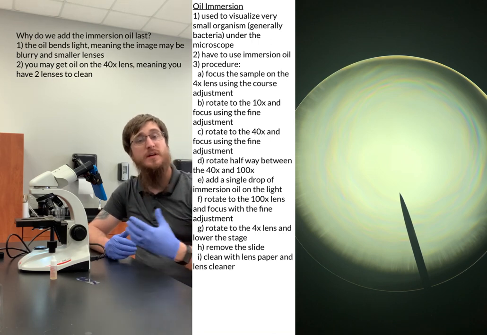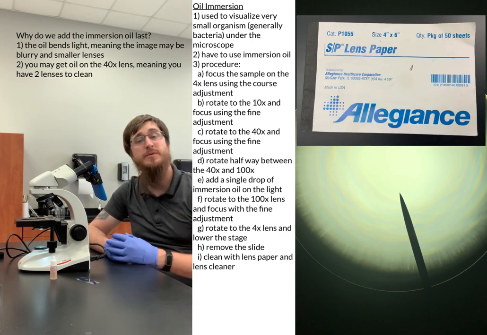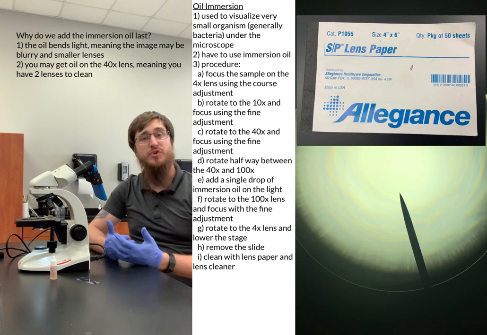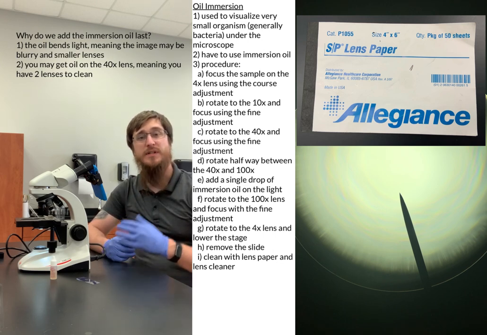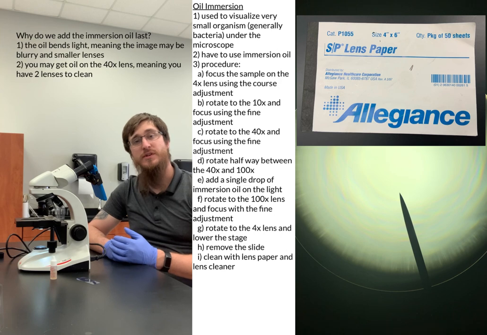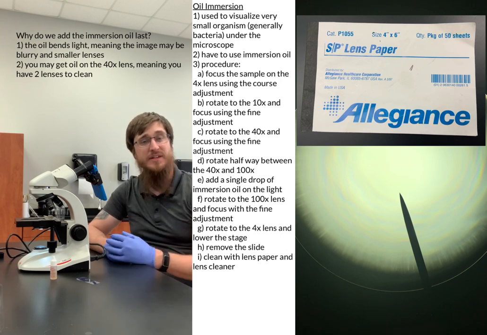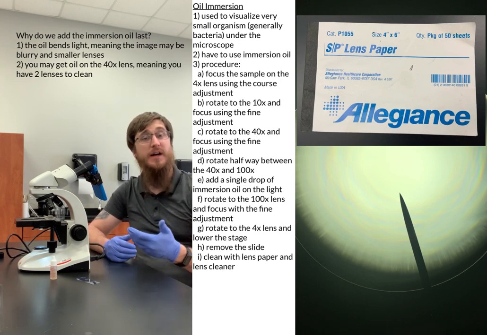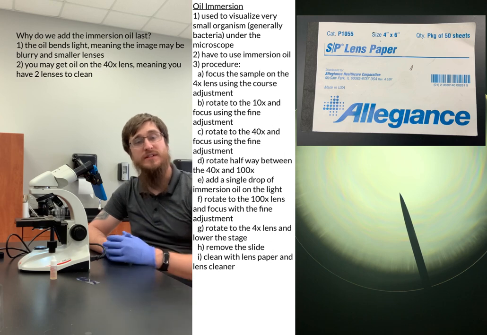So we have a specific type of paper, what we call lens paper. Here's an image of that. And you want to make sure that you use that paper in order to clean the lens the best. Generally, we don't want to use anything else other than that lens paper just because it's very fine and it allows us not to scratch the lens.